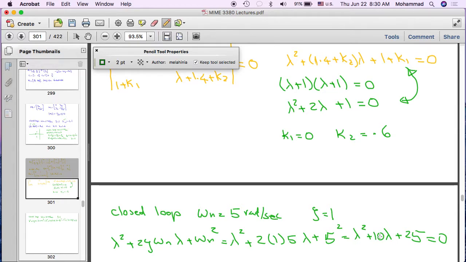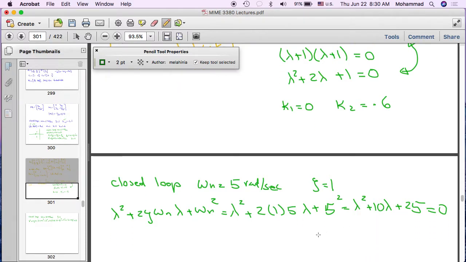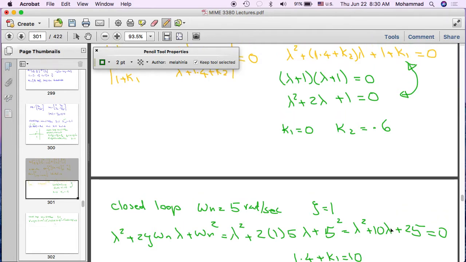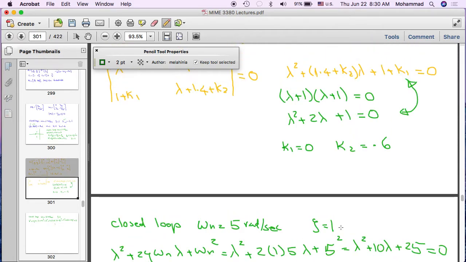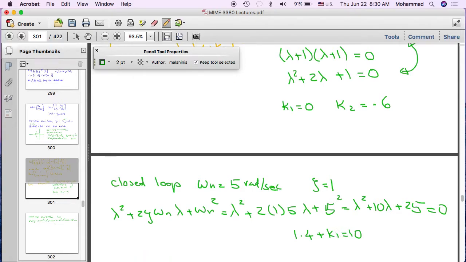Everything else is okay? Okay, so the two equations we have are: 1.4 plus K2 has to be equal to 10, and the next equation is 1 plus K1 is 25. So you find K2 to be 8.6, and you find K1 to be 24.